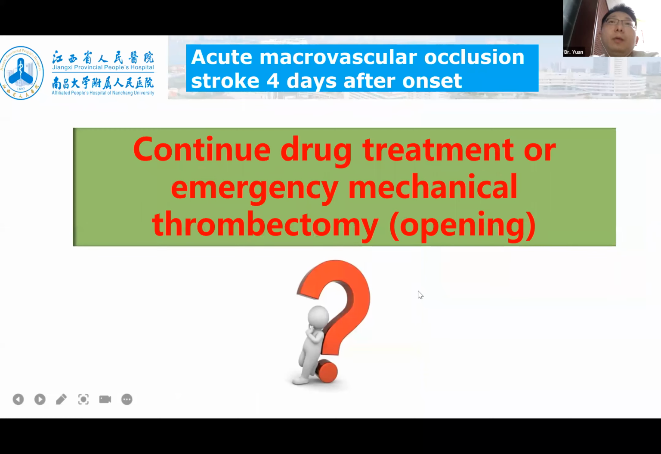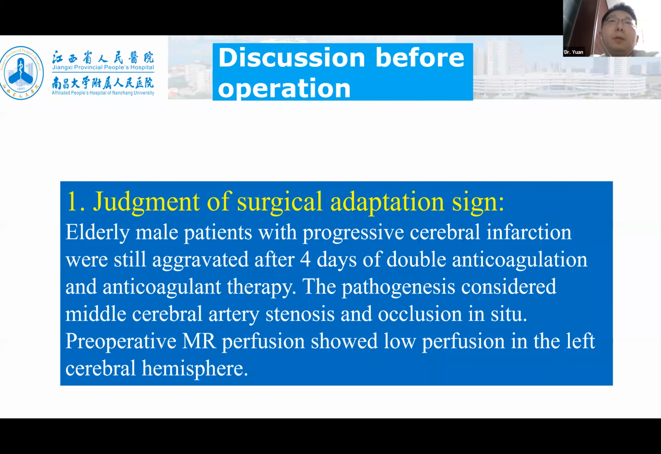So we thought about whether this patient should continue drug therapy or undergo emergency mechanical thrombectomy. So we discussed this patient before the operation. At this time, we think that we should choose the operation. So we had a discussion with the patient. Firstly, the judgment of the surgical indication and timing.